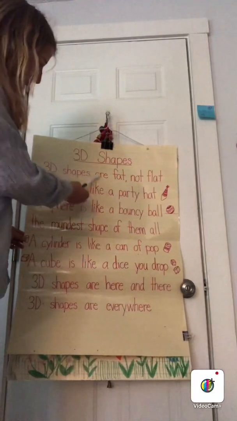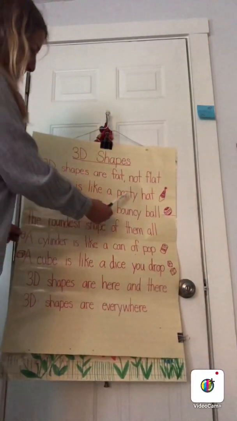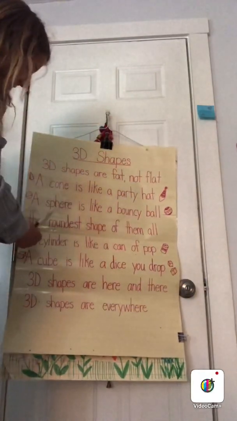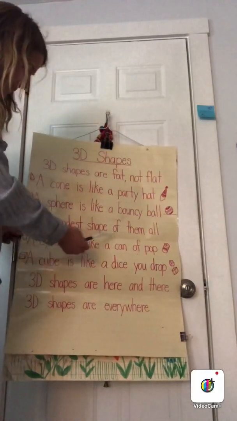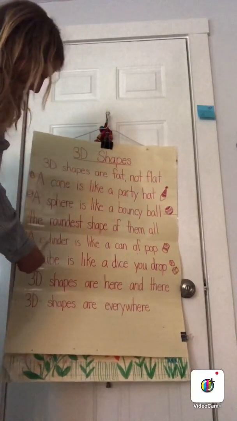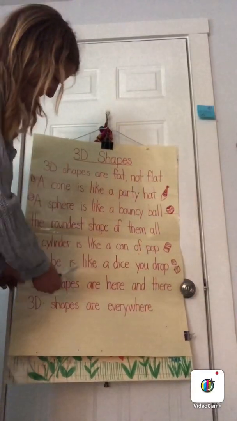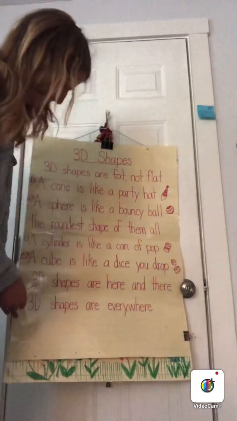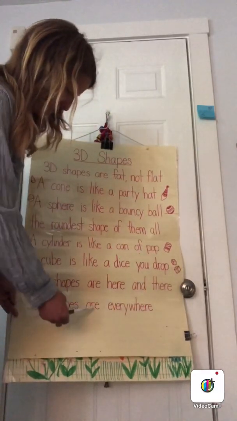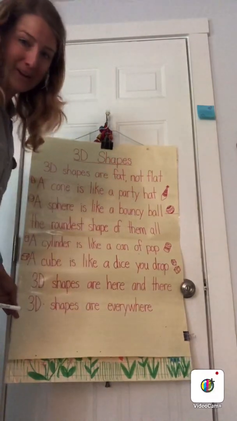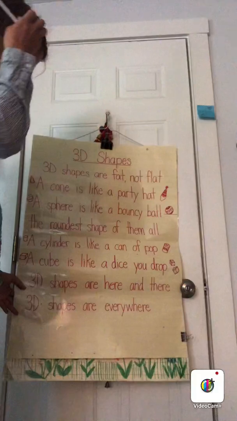3D shapes are fat, not flat. A cone is like a party hat. A sphere is like a bouncy ball, the roundest shape of them all. A cylinder is like a can of pop. A cube is like a dice you drop. 3D shapes are here and there. 3D shapes are everywhere.